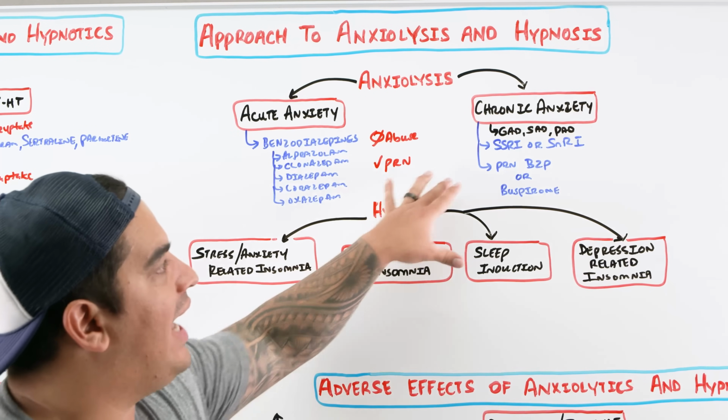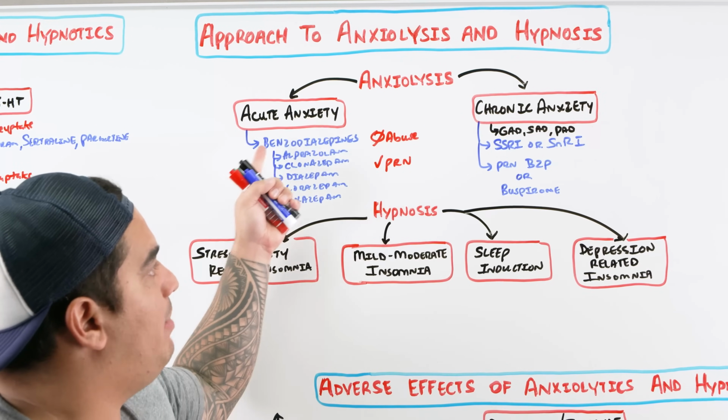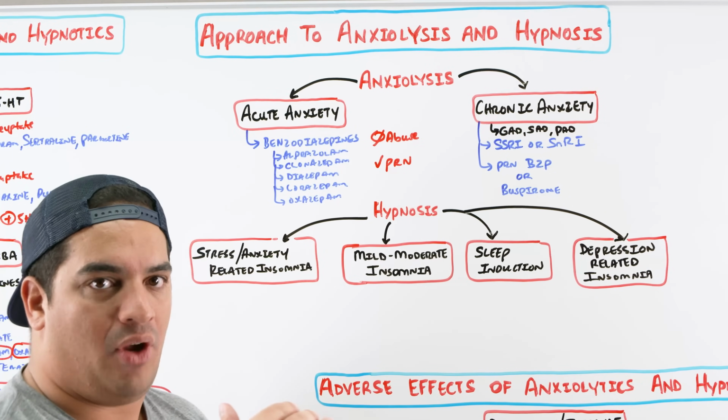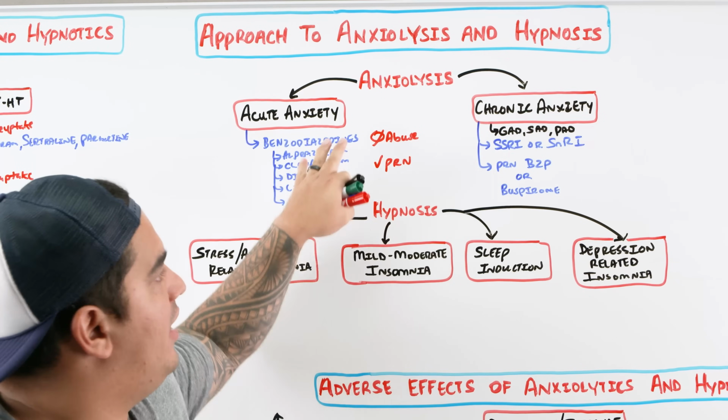So this is generally how you would go about this. Acute anxiety, you start off with benzodiazepines just for the breakthrough, okay? Buspirone will not be good for acute anxiety, okay? This is good for the breakthrough.